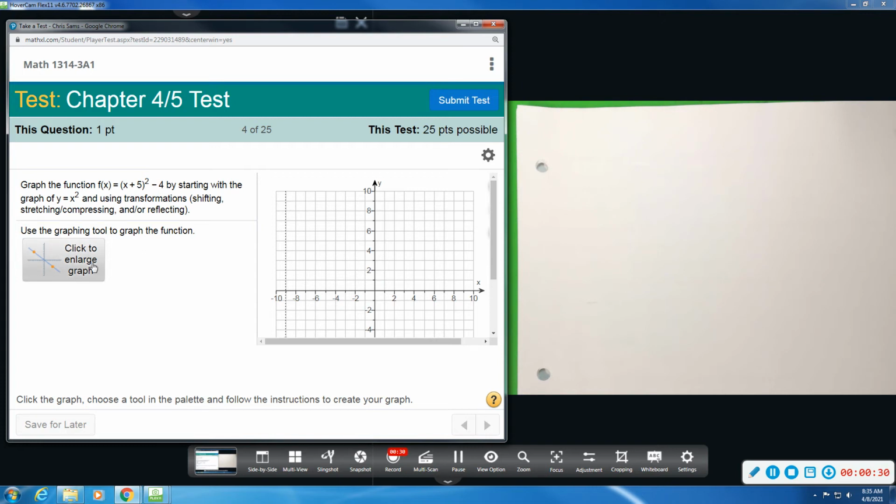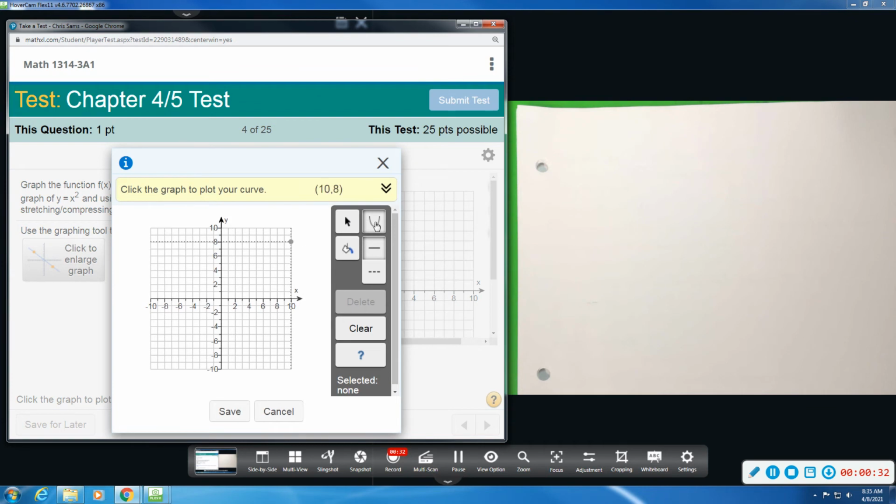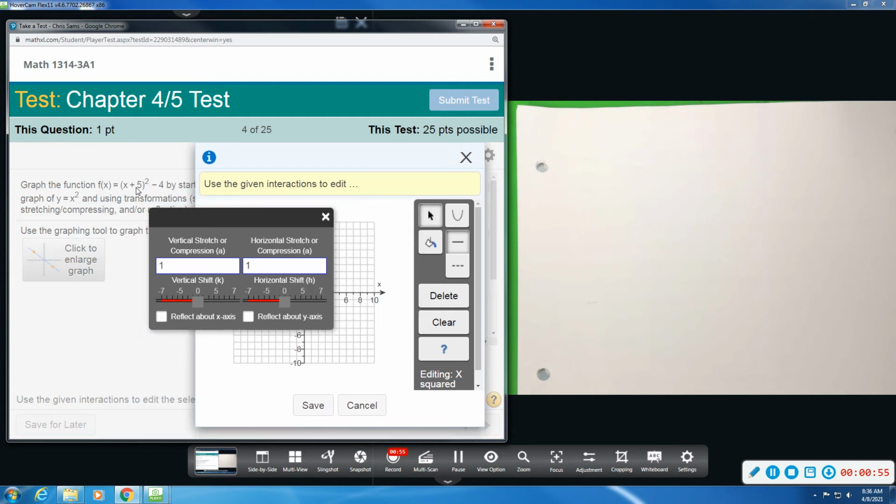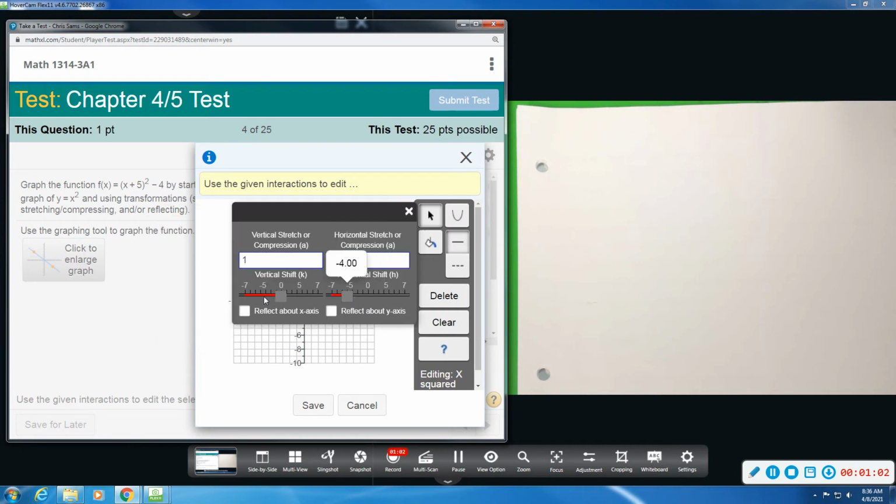That's it. So we're going to start by clicking the parabola, and then when you click anywhere on the graph you get this pop-up, and in here we're going to put the transformations. There was no stretch or compression in the vertical or the horizontal direction, so we don't have to worry about that. However, we did get a horizontal shift left 5. Okay, so the horizontal shift is going to be -5.